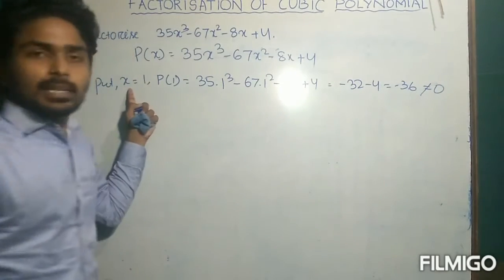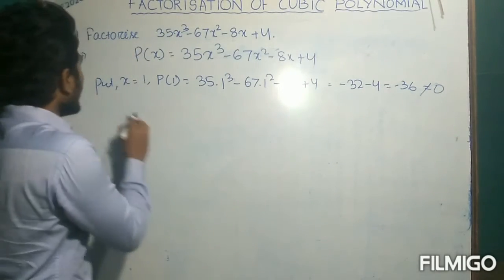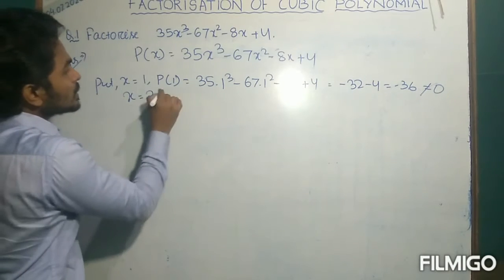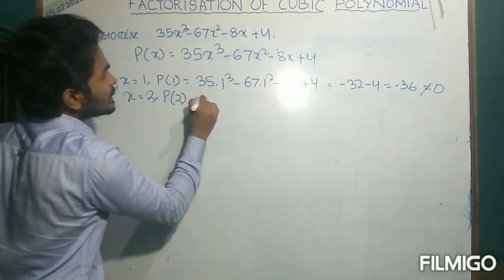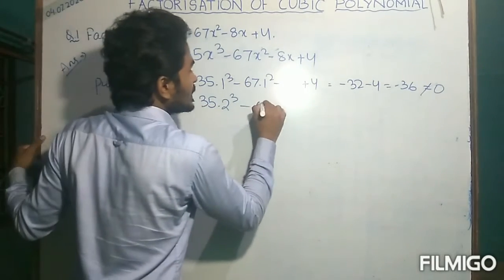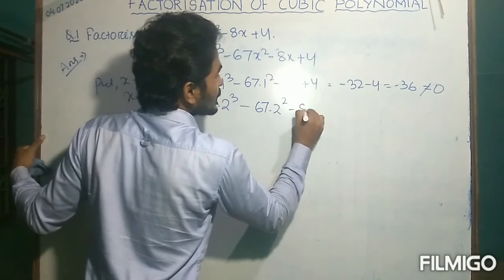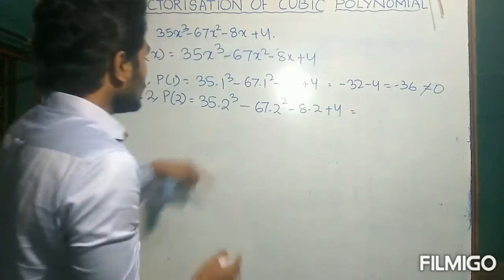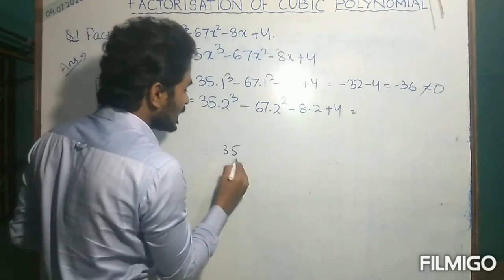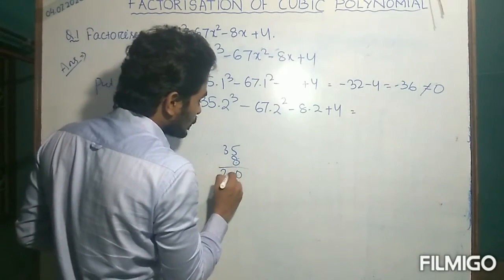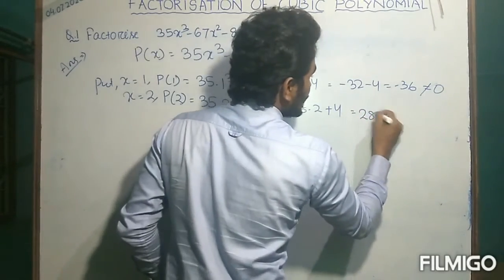That means it is not a zero of the polynomial. Now we can put x is equal to 2 here. So it will be p of 2, that is 35 into 2 to the power 3 minus 67 into 2 to the power 2 minus 8 into 2 plus 4. Okay, so 2 to the power 3 is 8, 8 times 5 is 40, 8 times 3 is 24, so it will be 280.